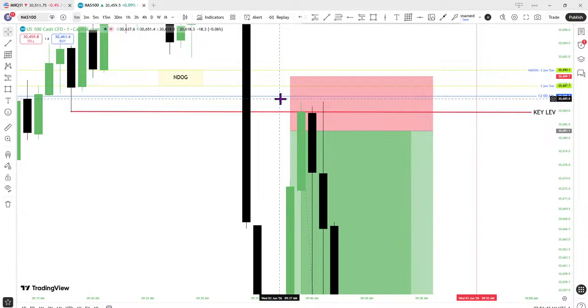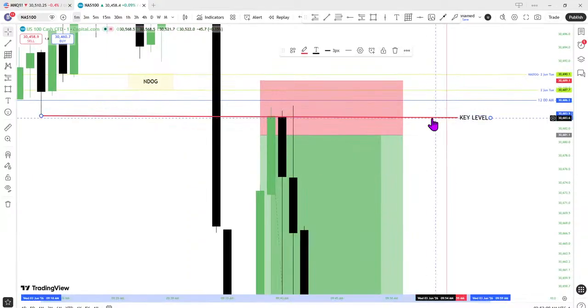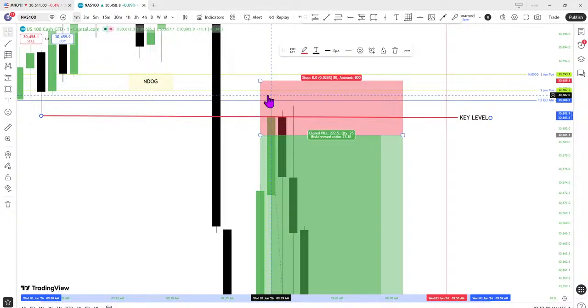But what I'm very, very sure of, and what I'm very confident about, and what I don't want them to do, is for the bodies of this candle to move above this key level. I don't want the market to move above the key level. I want them to respect the key level with the body. The wick is allowed to move above it. That is why my stop loss is still here, at the 50% of the imbalance. Not that I'm scared. I'm not scared.